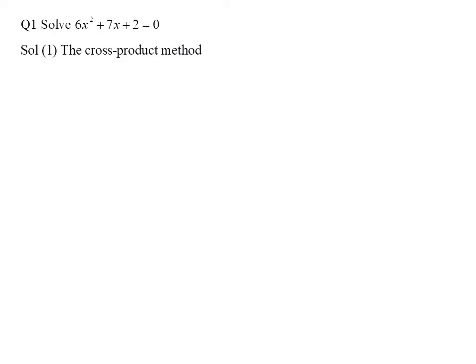In this approach, we list the factor pairs of the quadratic term 6x squared and the constant term 2. Here there are 2 possible factor pairs for the quadratic term: x and 6x, 2x and 3x. However, there's only one possible factor pair for the constant term, which is 1 and 2. The next step is to select the combination and test if the middle term can be matched.